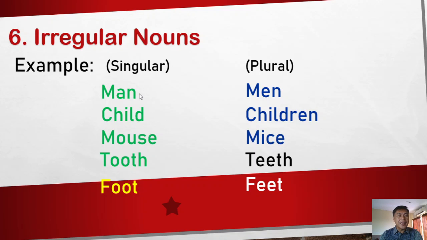We're not going to add s or es or ies. There is another way to make these words plural. For example, a child becomes children, where we add ren. But for mouse we will not add ren; the spelling becomes mice. So that becomes irregular nouns.